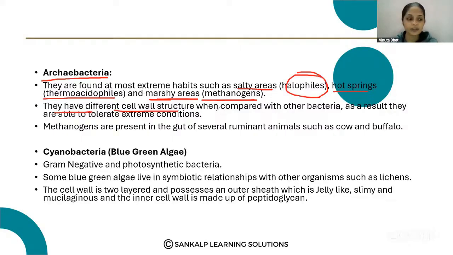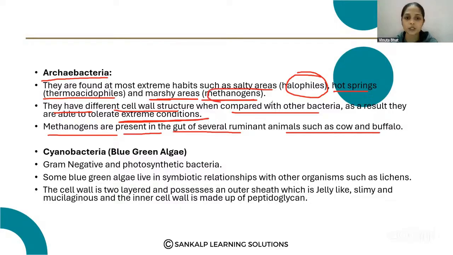So archibacteria are able to live in extreme environmental conditions like salty areas, hot springs, etc., and they have a special cell wall structure compared with the other bacteria. As a result, they are able to tolerate the extreme conditions. Methanogens are present in the gut of several ruminant animals such as cow and buffalo, and they are responsible for the release of methane gas. So they are called methanogens.